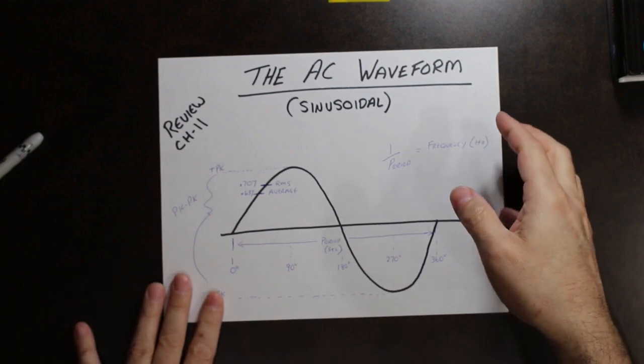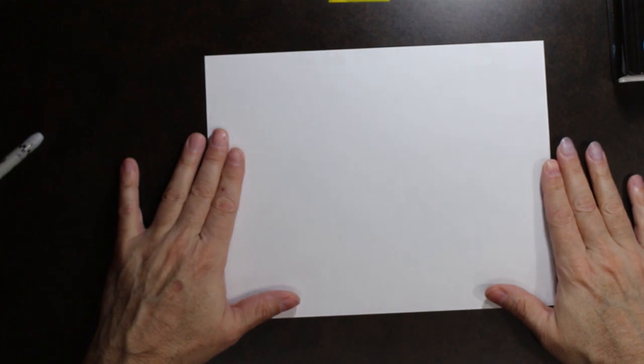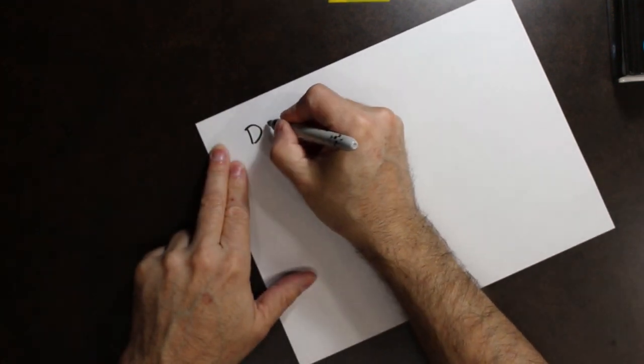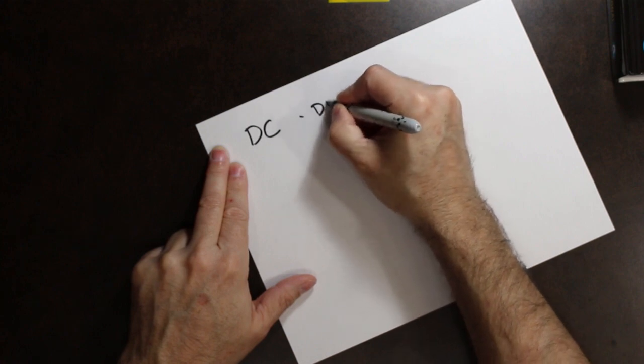So before we get started, what is an AC waveform and how does it differ from the DC waveform that we've been talking about since the beginning of class? Well, here's what we've got. We have a DC waveform. So DC, as we all know, stands for direct current.